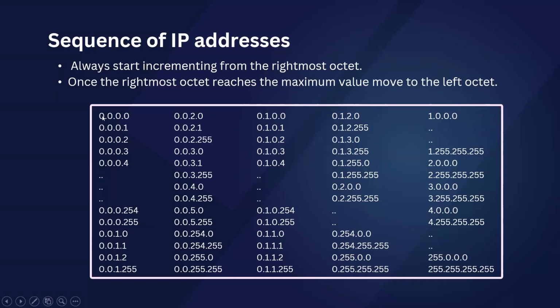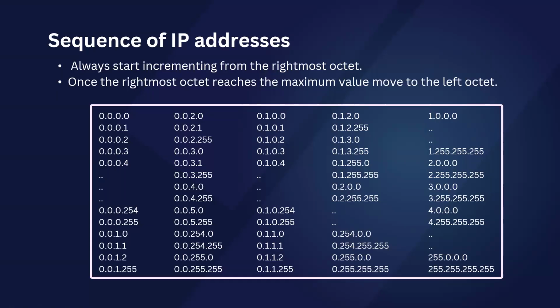Whatever pattern repeated from here, 0.0.0.0 to 0.255.255.255, the same pattern repeats from 1.0.0.0 to 1.255.255.255, 2.0.0.0 to 2.255.255.255, 3.0.0.0 to 3.255.255.255. And down the line, 255.0.0.0 to 255.255.255.255. That's the entire set of IP addresses available.